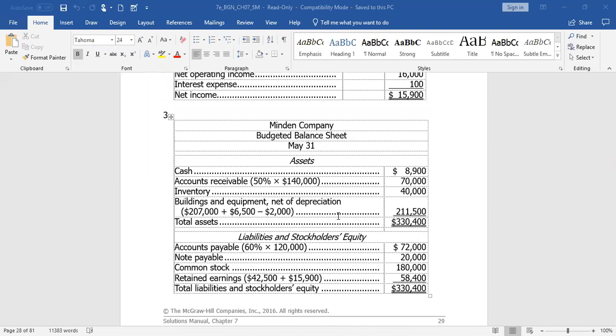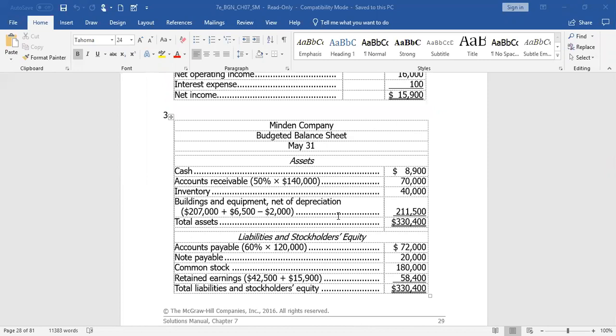Going on to liabilities and stockholders' equity. The only amounts in accounts payable are 60% of the purchases made during the month of May, because 40% of those were paid during May. So $72,000 would be the balance at the end. All the accounts payable on April 30th are paid off during May. Notes payable, the brand new note of $20,000, will be on our balance sheet at the end of May. Common stock didn't change during May, so that's still the balance.